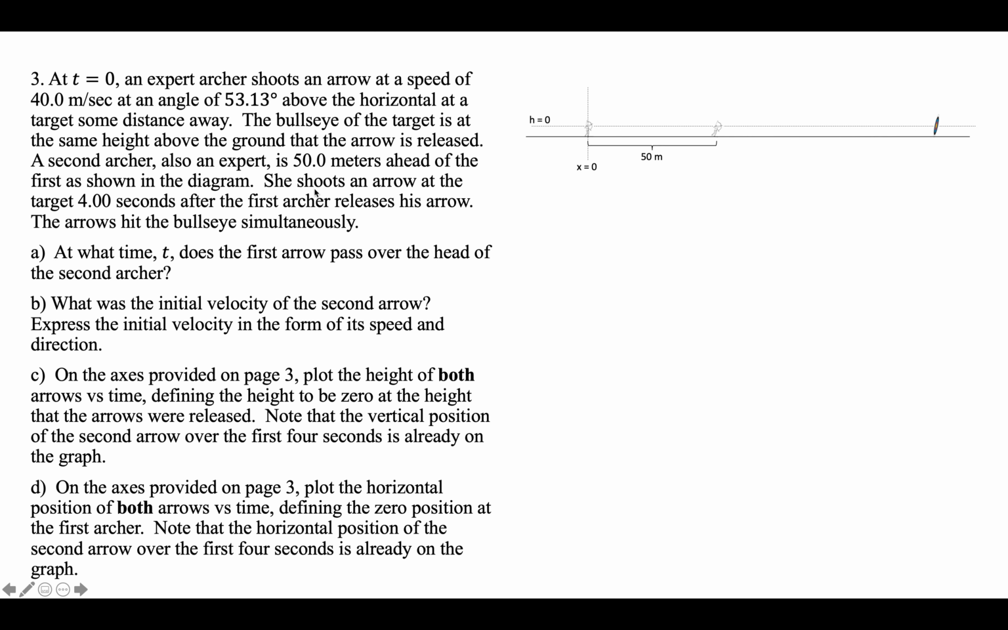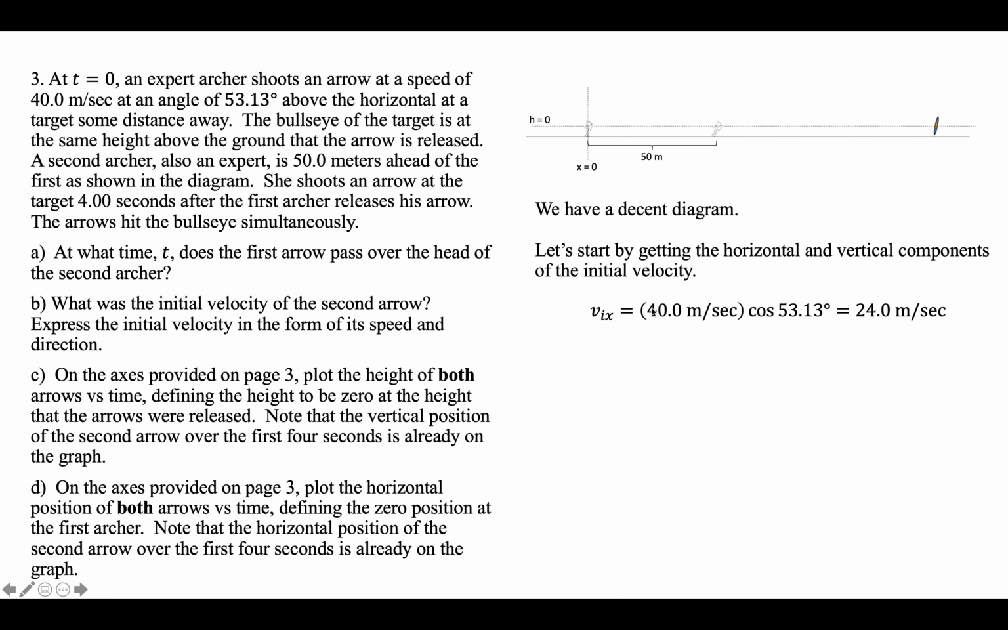Part A is, at what time t does the first arrow pass over the head of the second archer? Part B, what was the initial velocity of the second arrow? Okay, C and D are graphs. We'll address those later. We have a good diagram. First thing we've got to do before we do any physics is to get that initial velocity of the first arrow into x and y components.